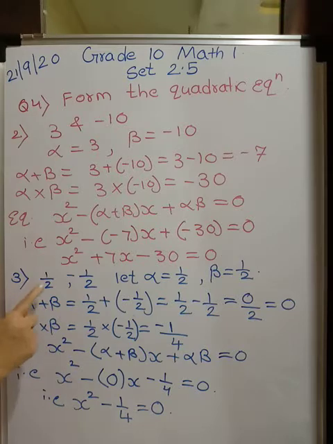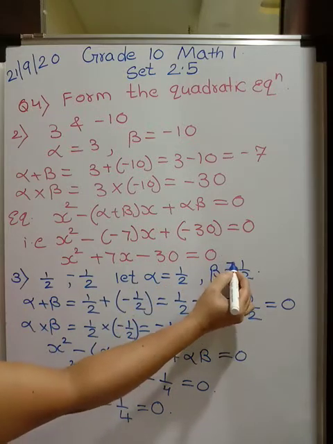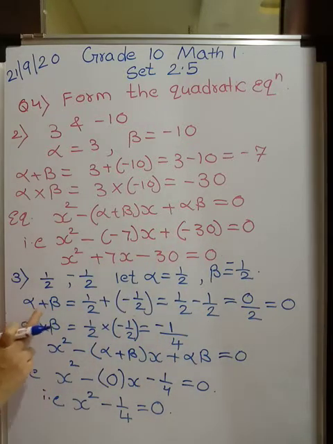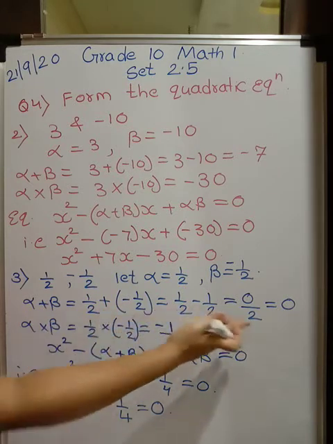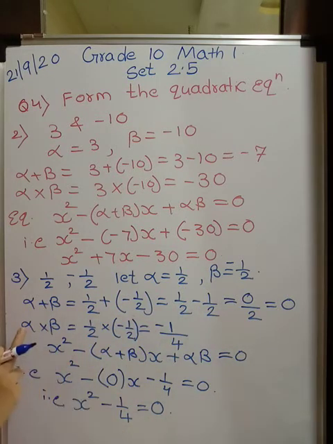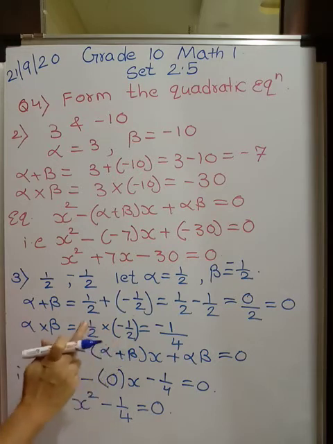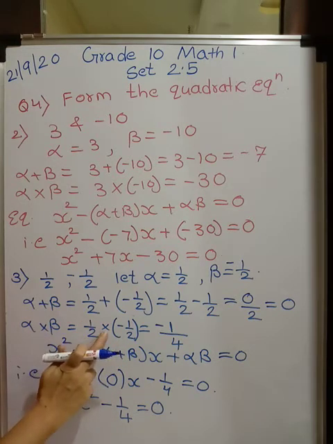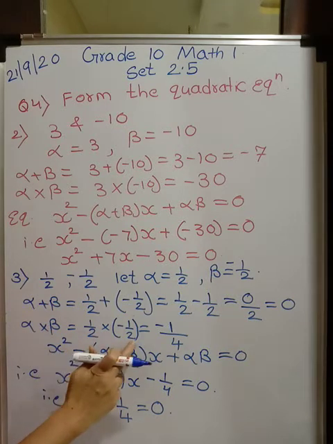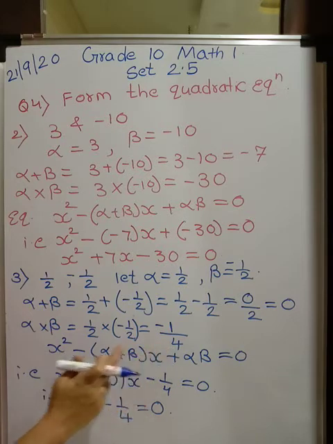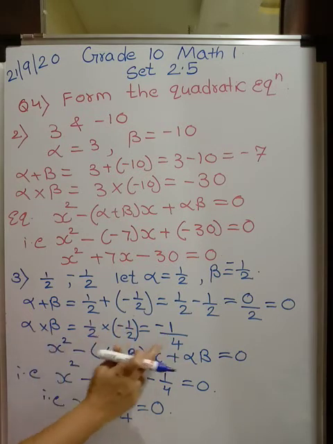Third question, see, half and minus 1 by 2, that is minus half. Now let alpha be 1 by 2 and beta be minus 1 upon 2. Now what is alpha plus beta? Half plus minus half. Half minus half will be equal to 0, no doubt. And half into minus half. When it comes to the product of fractions, numerator into numerator, denominator into denominator. So it is minus 1 by 4. 1 into 1 is 1, 2 into 2 is 4.